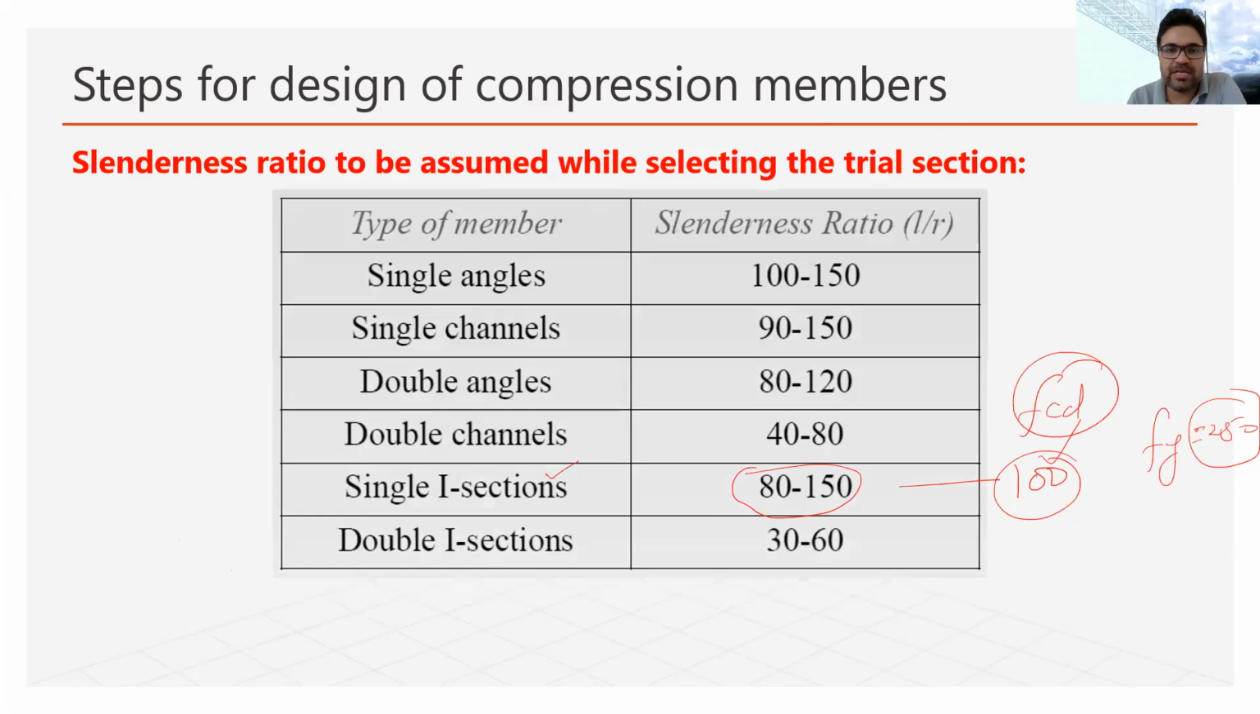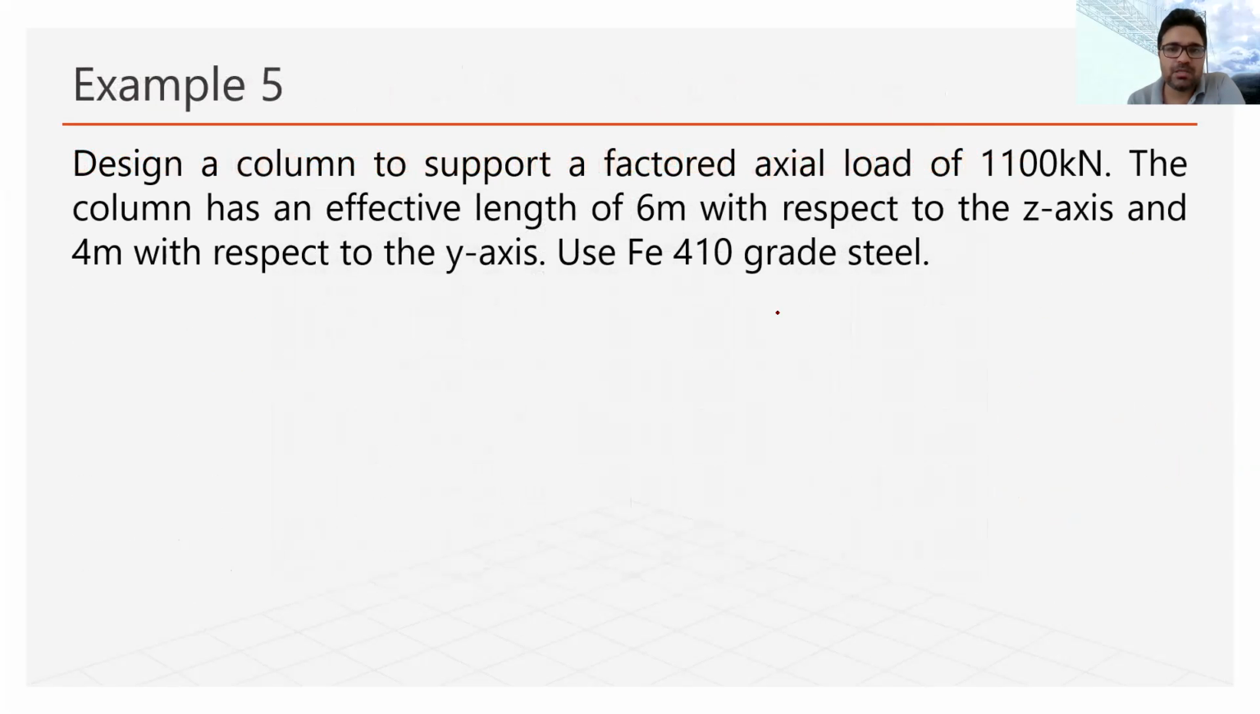Now I will show you the example that we are going to solve. This is example 5, in which we have to design a column to support a factored axial load of 1100 kilonewton.